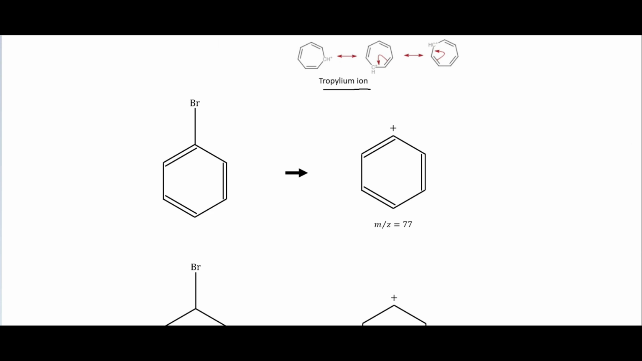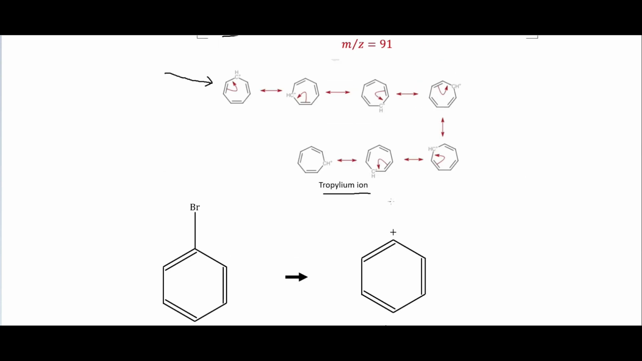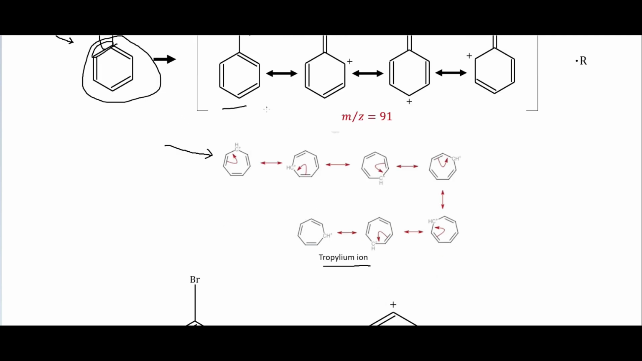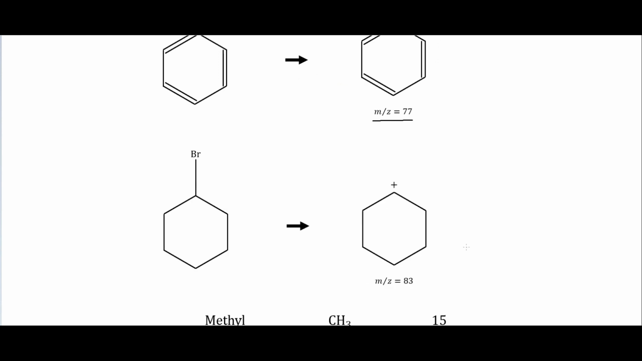We can compare the benzene ring to the hexane ring. So this is not the benzyl ring anymore, so we don't have this carbon right here. If we just break something off of a benzene ring, we get an M over Z of 77. If we do it off of a cyclohexane, we get an M over Z of 83. And so those are fairly common fragments to see as well.